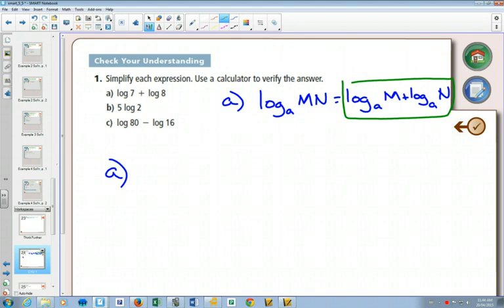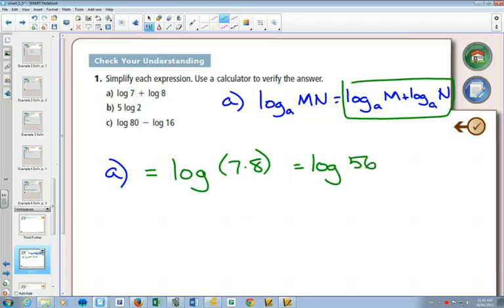And whenever we're adding two logs, we could rewrite it and say it's equal to log base 10, and I don't have to write the 10 because it's common log, of 7 times 8, which is just the same as log of 56. So log 7 plus log 8 is the same as log 56. And you could type that into your calculator to check.